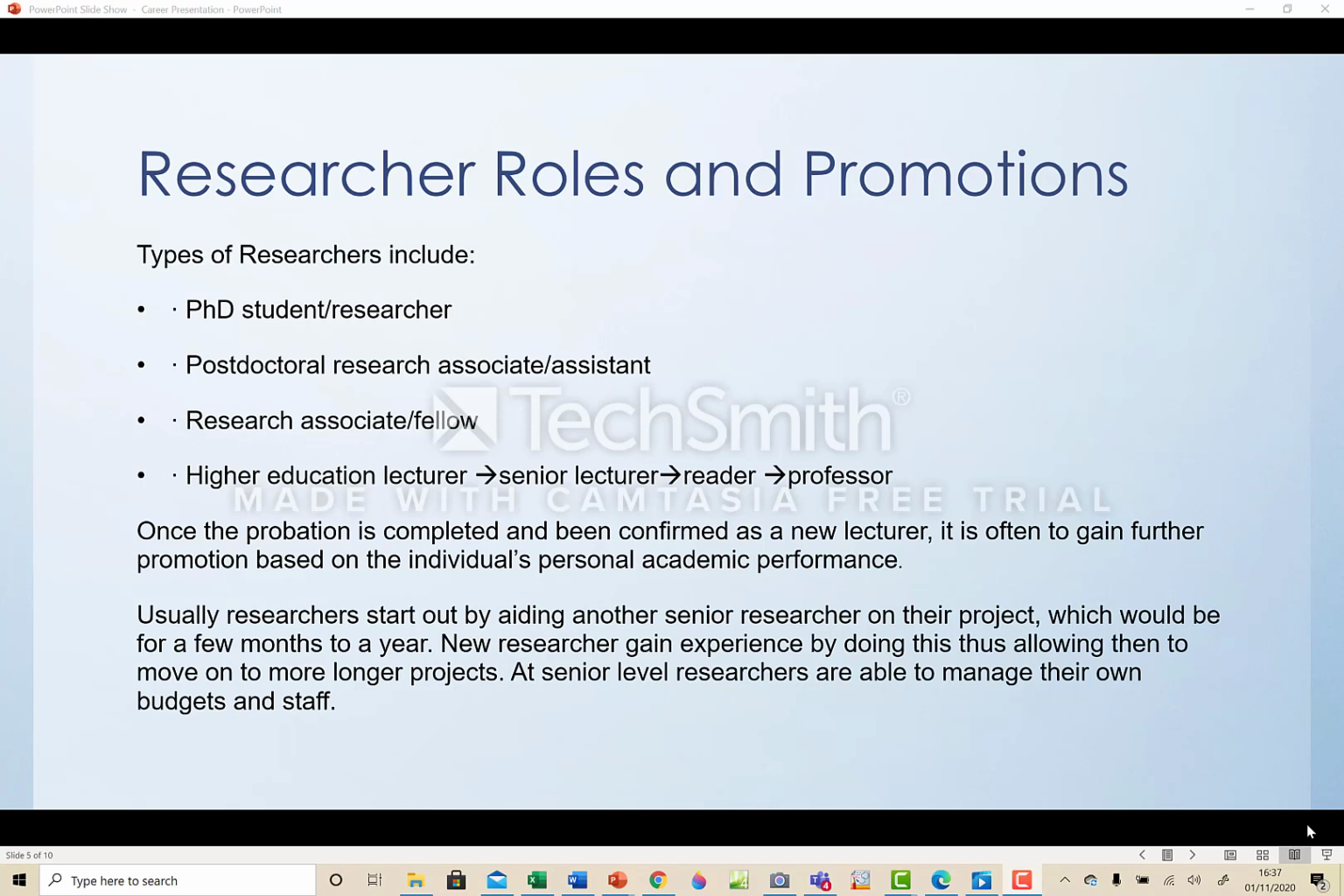Usually, researchers start out by aiding another senior researcher on their project, which would be for a few months to a year. New researchers gain experience by doing this, and it allows them to move on to more extended projects. At senior level, researchers are able to manage their own budgets and staff.